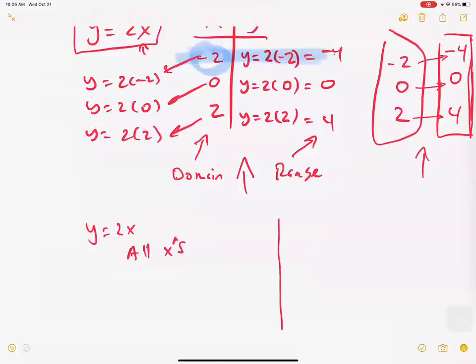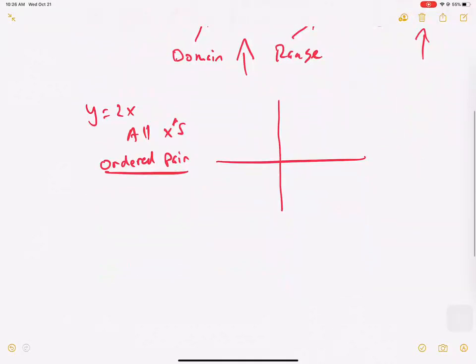But let's look at this a different way. If I have my points, we have something called an ordered pair. That's a big word, ordered pair. And an ordered pair is a set of x and y values. Why do we call it an ordered pair and not just a pair?